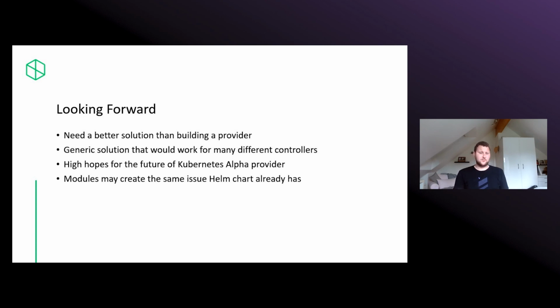Another solution that I have high hopes for is the Kubernetes Alpha provider. The way that the Kubernetes Alpha provider works today would actually work really nicely with Flux, as we could, and I've seen this being done, take YAML and generate HCL representations of the same YAML data, and then somehow export this to a Terraform module, for example. Terraform modules may introduce the same issues that Helm charts already have today, unless it can be automated.